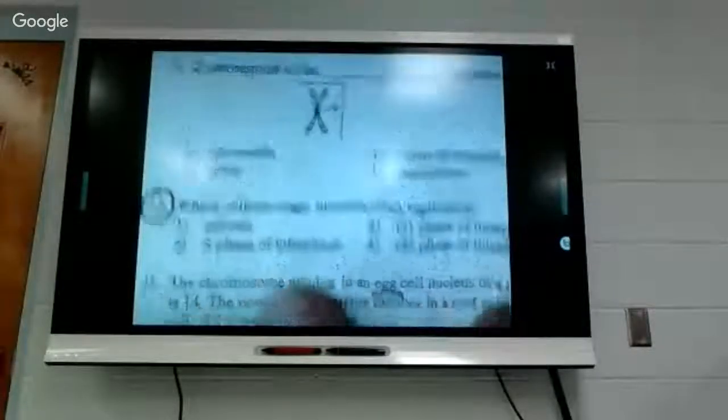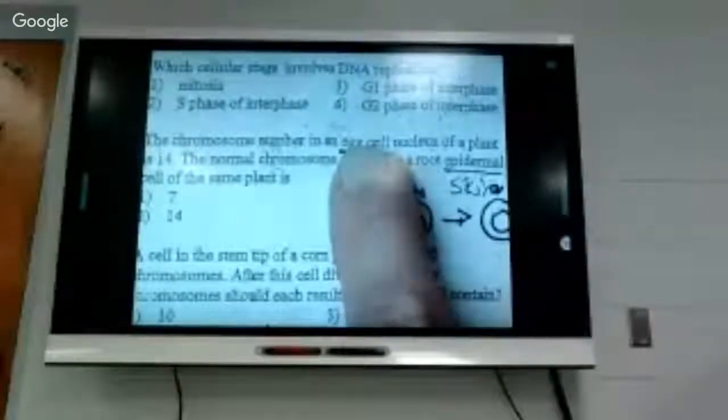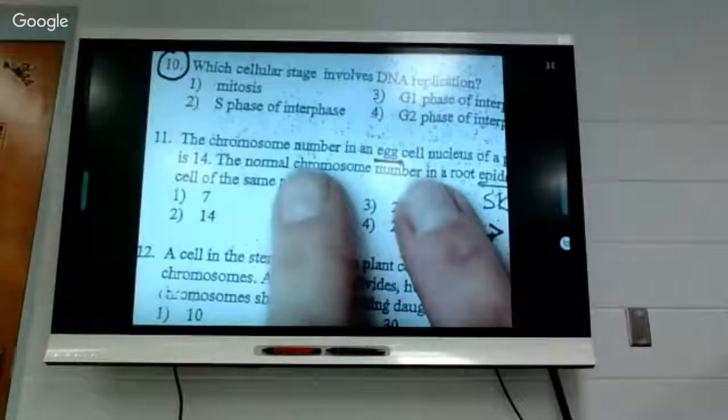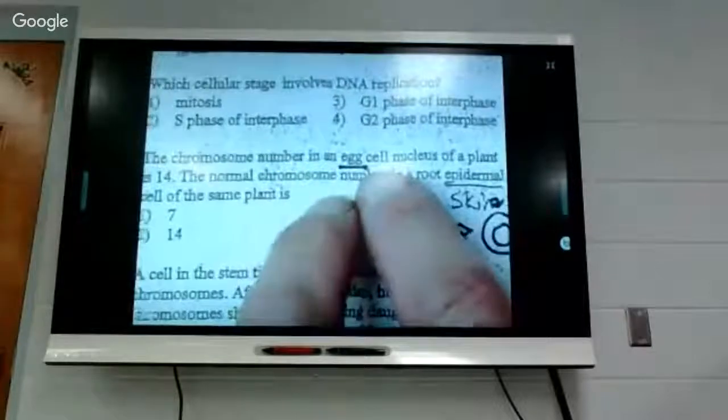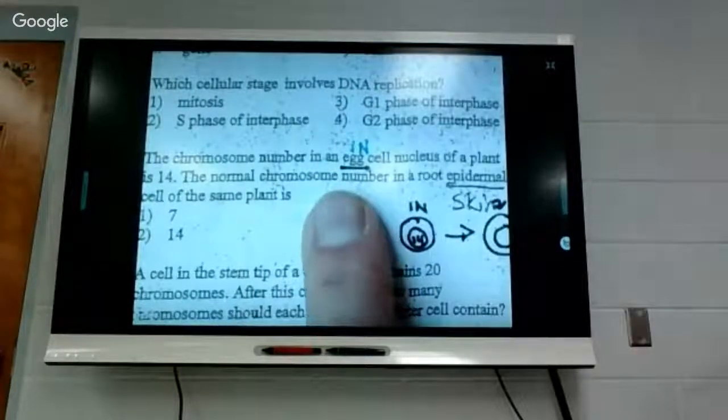So if we go to number 11 and hold on to your answers, let's see if everybody comes up with the same thing. So an egg, is an egg haploid or diploid? Does it have half the chromosomes or does it have a full set? Full set. Do your eggs have 46 chromosomes in them, or sperm, or do they have 23? 23. Okay, so that's what they're testing to see if you know what that means. So an egg cell has half. So what you do is you put 1 in right there, okay?